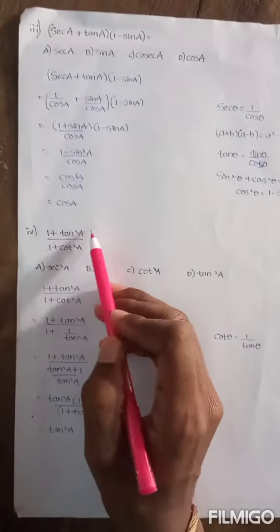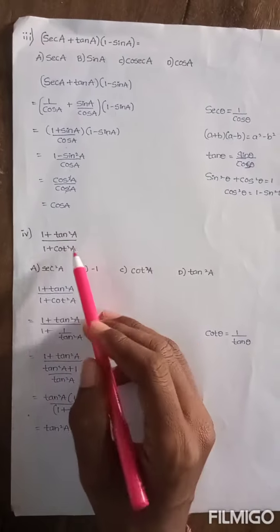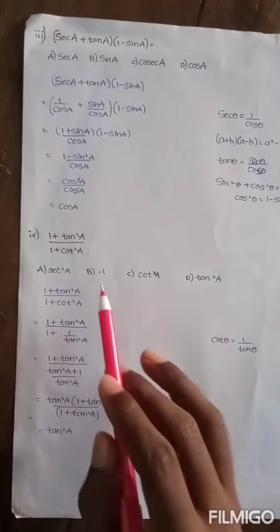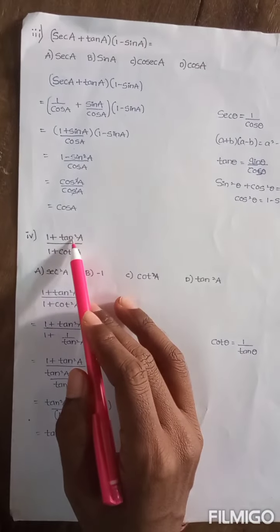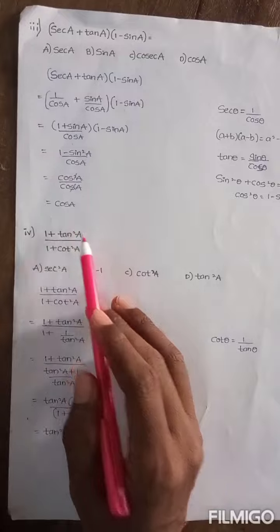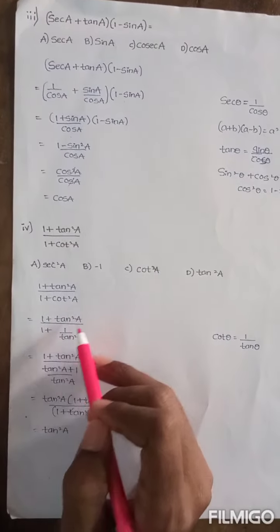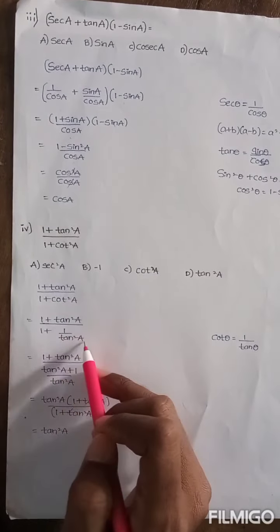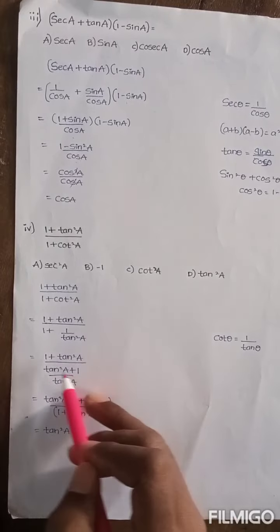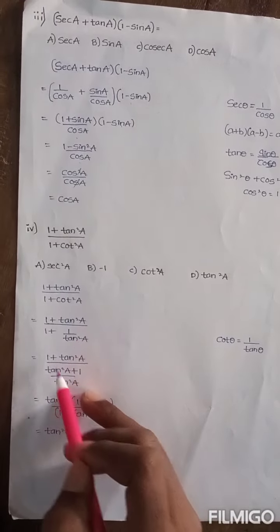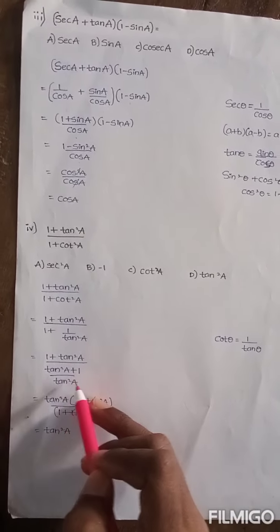Fourth one is 1 plus tan square a by 1 plus cot square a. We know that tan theta is equal to 1 by cot theta. Therefore substituting 1 by tan theta in place of cot theta, we get 1 plus tan square a by 1 plus 1 by tan square a, that is 1 plus tan square a by, here tan square a into 1, tan square a plus 1 by tan square a.